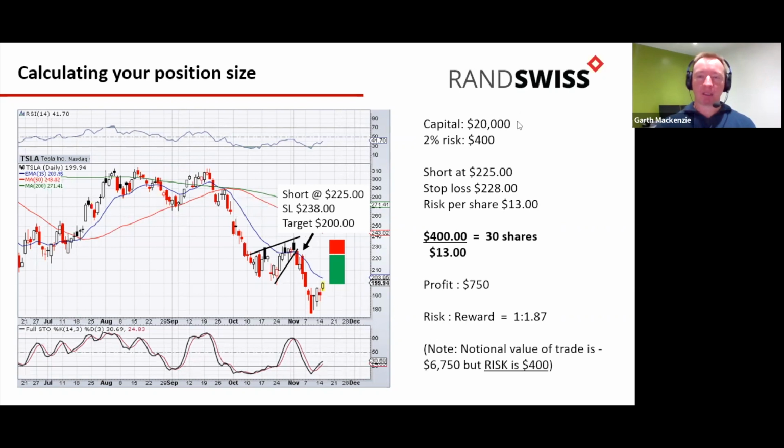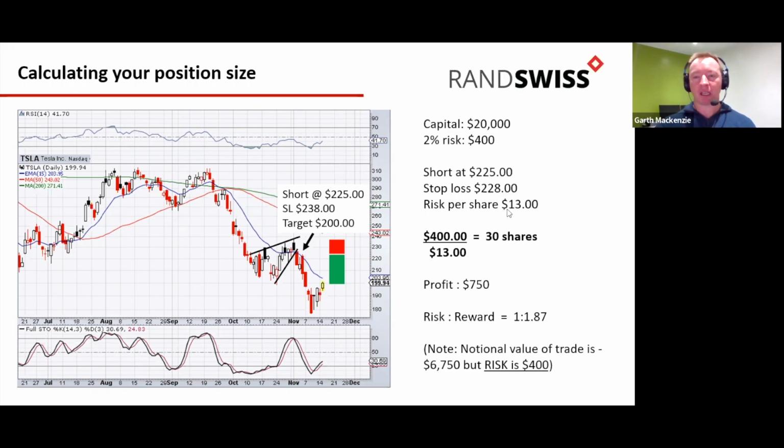We've got a capital at our disposal of $20,000. 2% of that is $400. That's how much we're willing to lose on a trade. We went short at $225. We use a stop loss at $238. Apologies, that is a typo there. That should say $238. Don't worry, the rest of the calculation is correct.